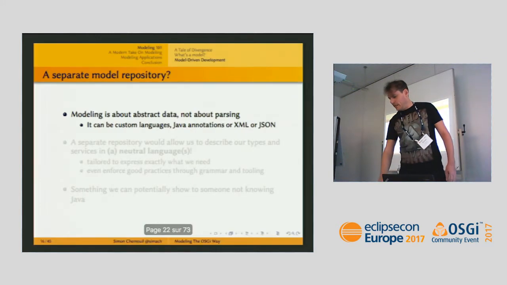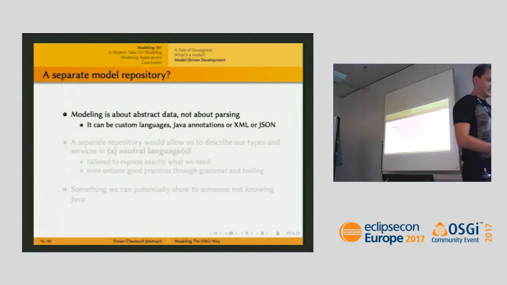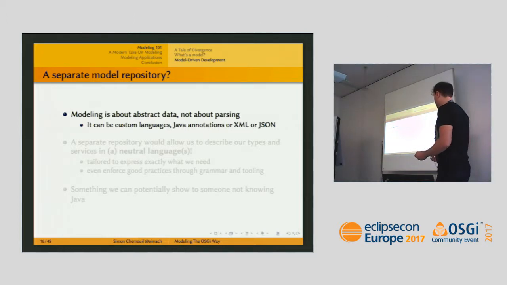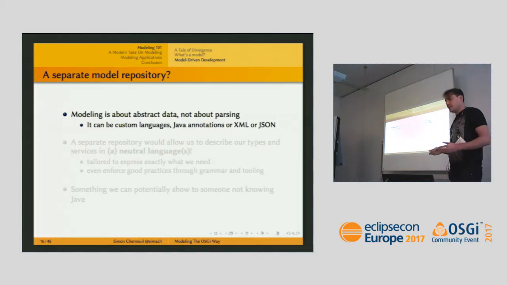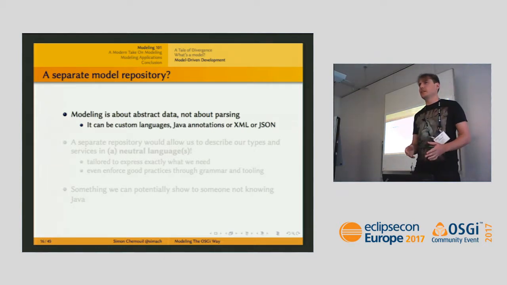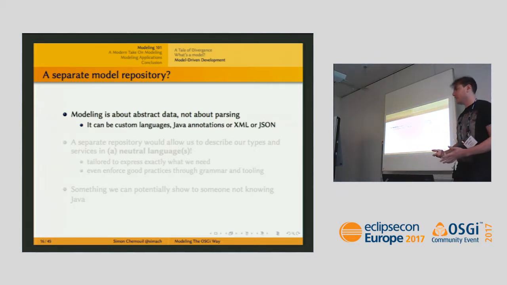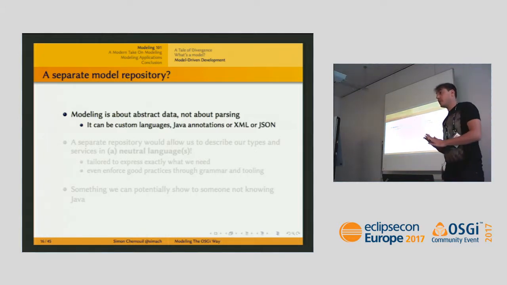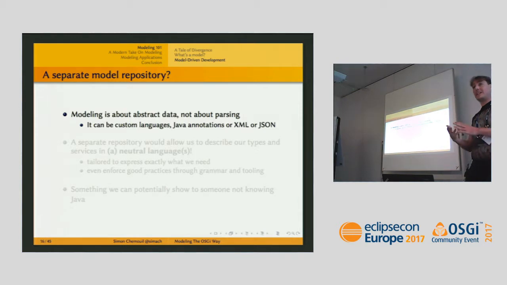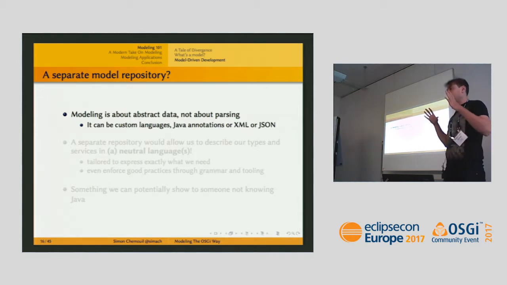OK. So in that sample, I separated the model repository. But once again, modeling is not about where the data is located. It's not about how it's represented. It's about the abstract data, what you want to fill in, what these data types are. You can represent them as Java classes, you can have them as annotations, you can define custom languages, you can have them as JSON or XML. The model is the data in memory.